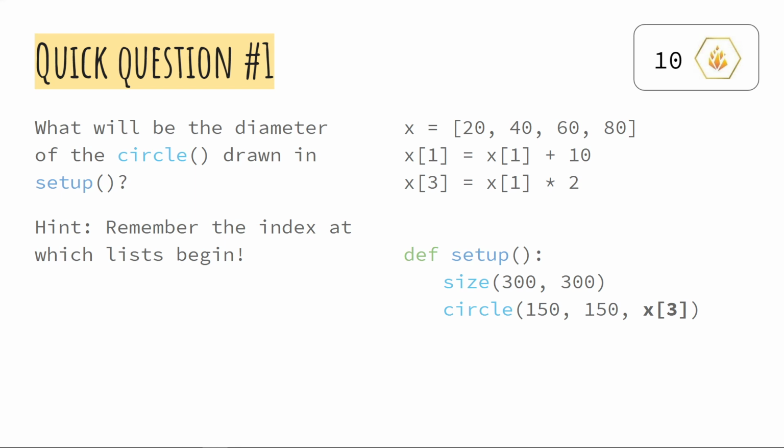Then we say x at 3 is equal to x at 1 times 2. We just set x of 1 to be equal to 50, so now x of 3 is 100, because 50 times 2 is 100. And so when we draw it overall, we end up with a diameter of 100.